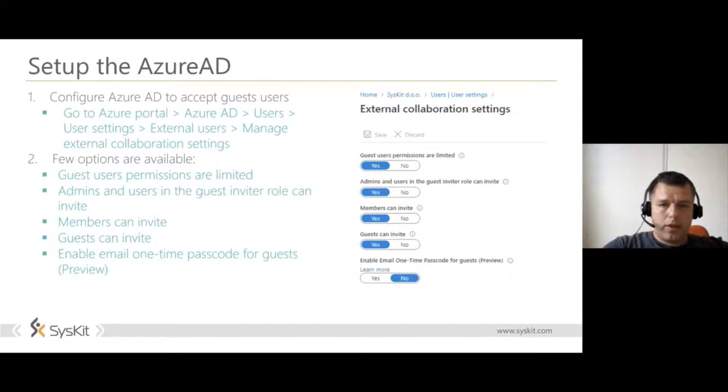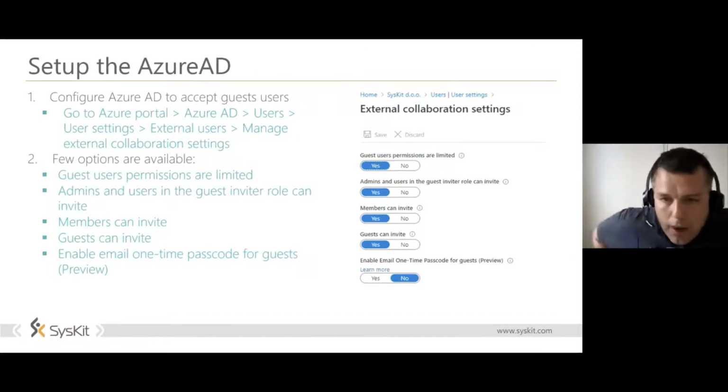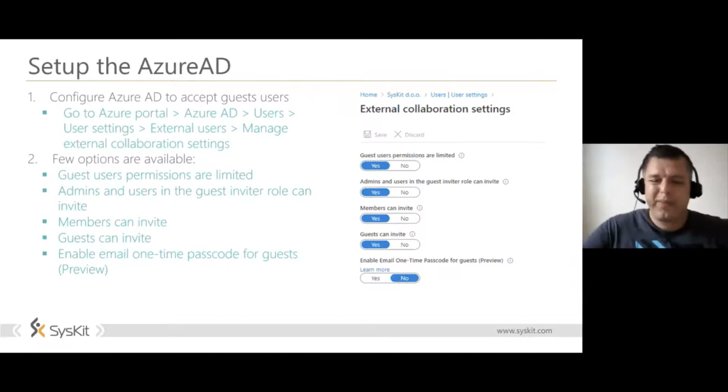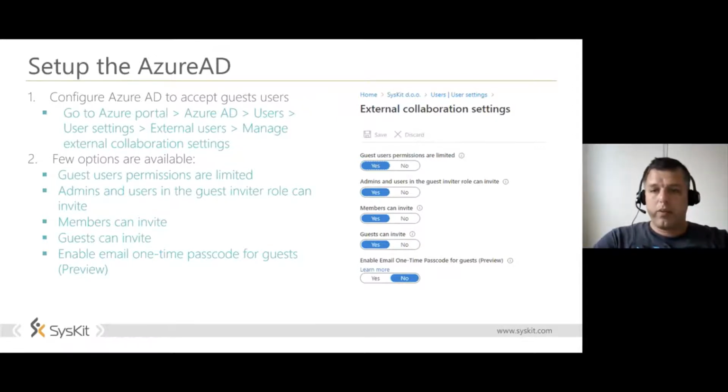The third option that we have is members can invite. This means basically that to allow non-admin members of your directory to invite guests, set this policy to yes, and this is recommended. If you prefer that only admins are able to add the guests, so you do not grant a lot of control to your users, then you need to set this policy to no.